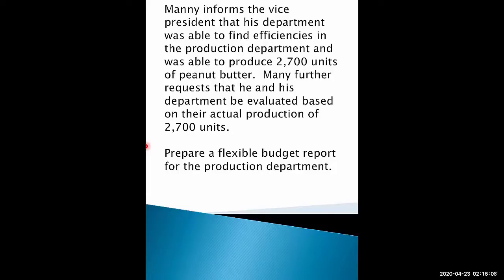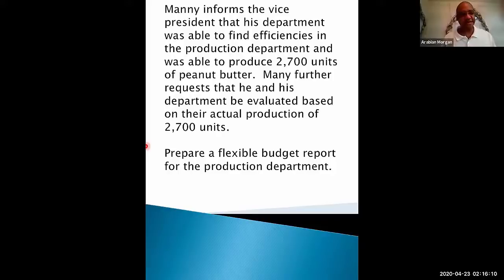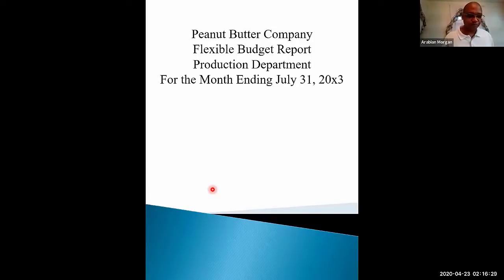2,700. Yeah, makes sense, right? 2,700 units would be the best thing to evaluate Manny by. So now you need to prepare a flexible budget report for this production department. And actually, you're not going to have to do any more math. Let's look at this together now.